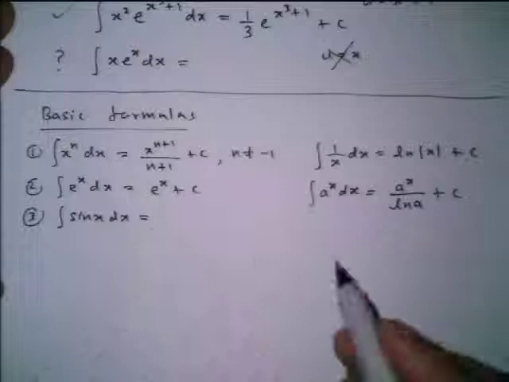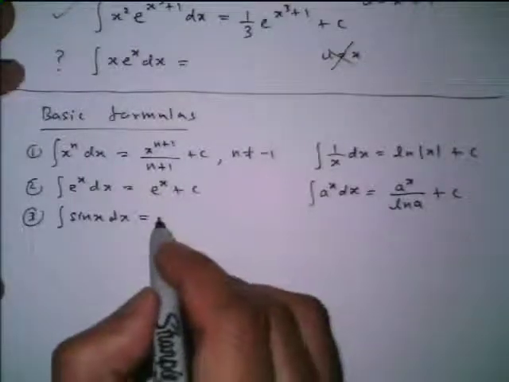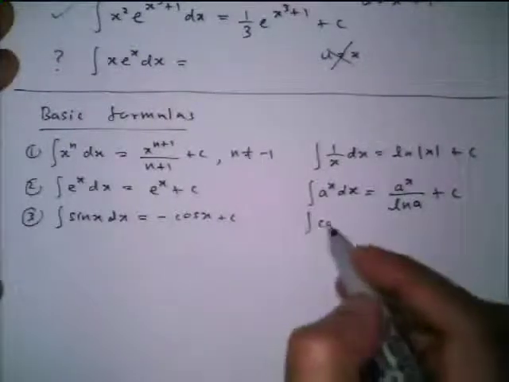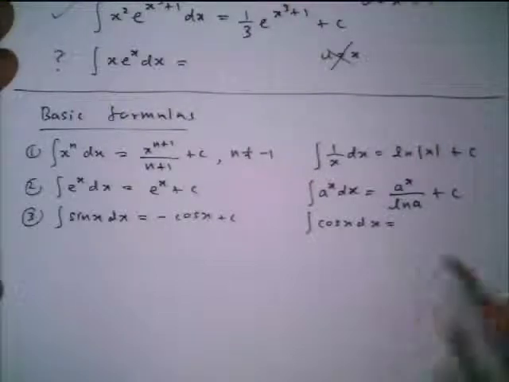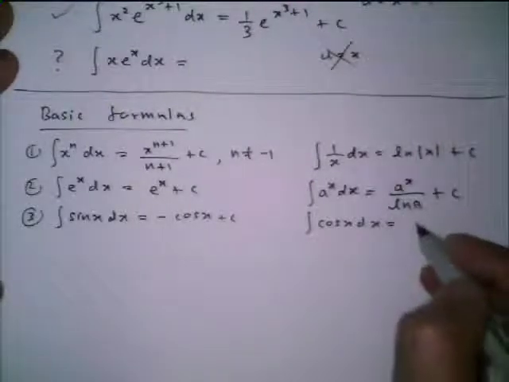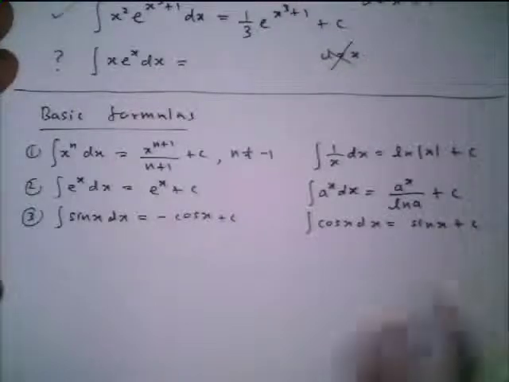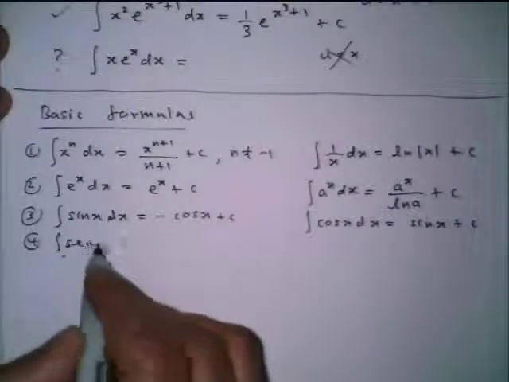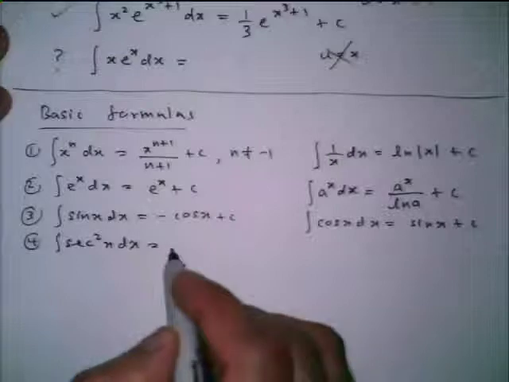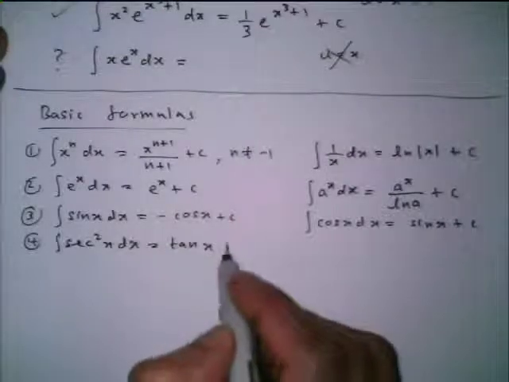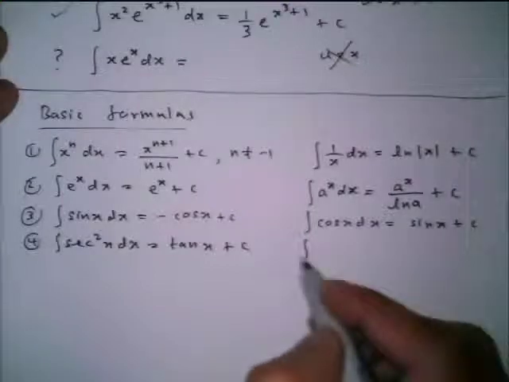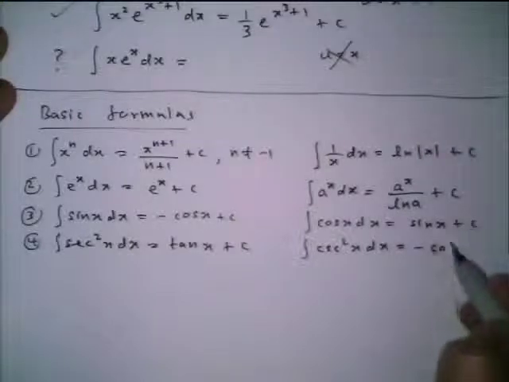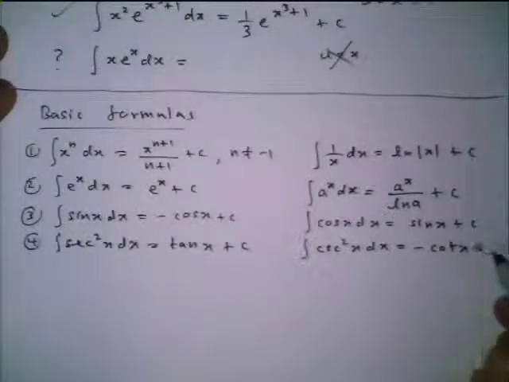So if it is the integral of sin x dx, what do you get? Negative cosine x plus c. And then the integral of cosine x dx is sin x plus c. And then number 4, the integral of secant squared x dx is tan x plus c. Is that right? And then the integral of cosecant squared x dx is negative cotan x plus c. Okay?